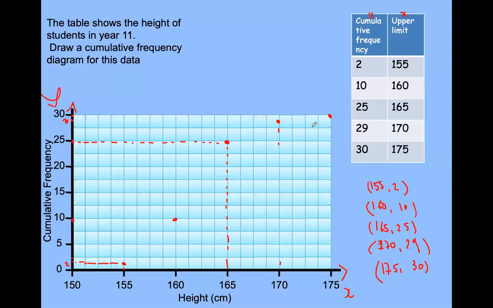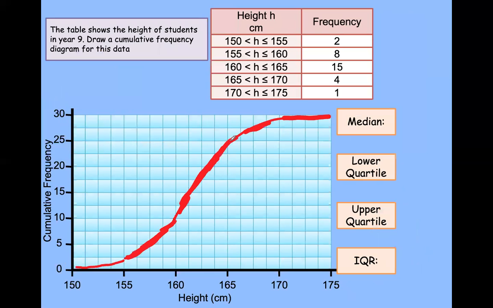Now, the other trick is when you join the points, you don't join them with straight lines. You join the points carefully with a smooth curved line, just like this one here. Okay, there you go, a smooth curved line. And this is the cumulative frequency diagram for this data.